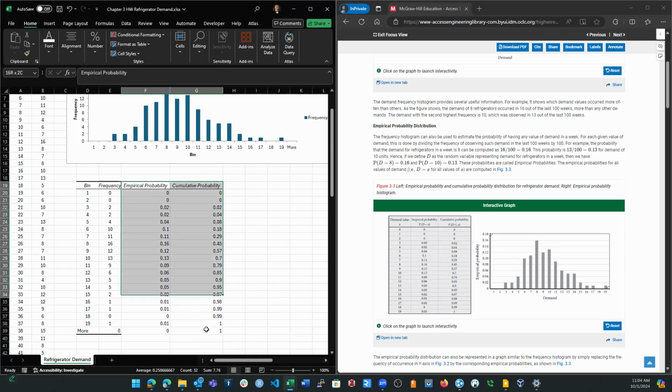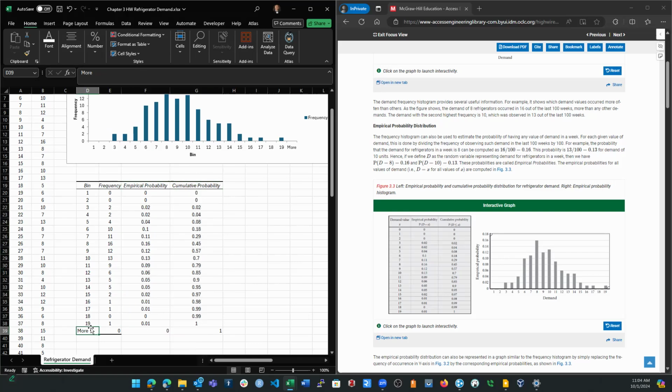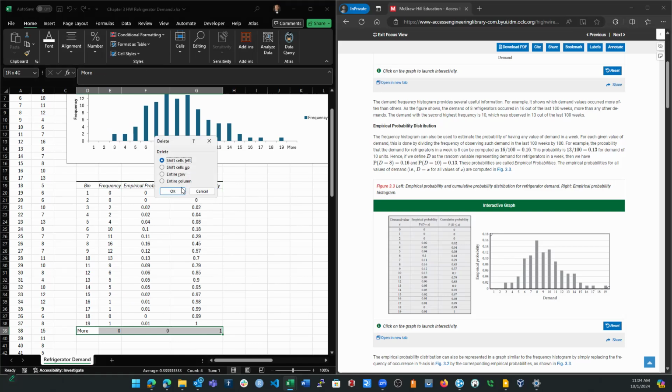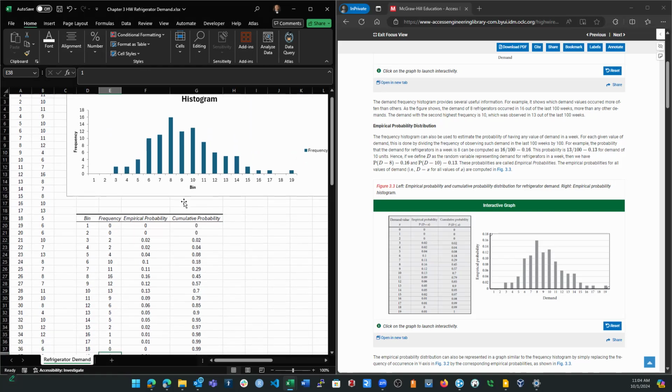So here we have the empirical probability. We have the cumulative probability. We really don't need this line down here. There's nothing more after 19, so I'll just go ahead and delete these, just because that gets us to 100 here at 19. There was once, 1 week, where there was a demand of 19. So what we've done here is we've created a histogram.